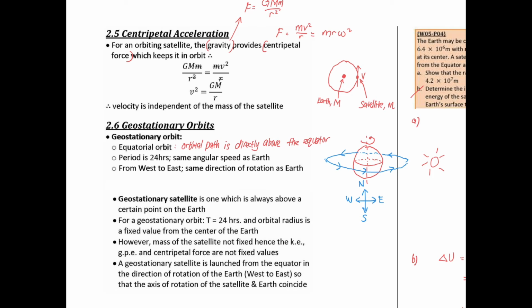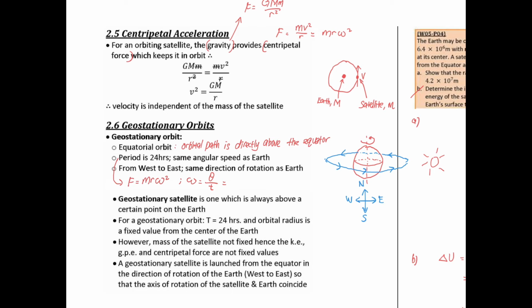The important thing is the period is 24 hours. So this is very important. How important is it? For example, you try to understand it in this way. Centripetal force is equal to m r omega square, where omega is the angular speed. And we also know that omega is the angular displacement over time.